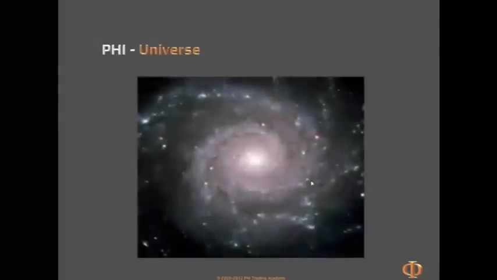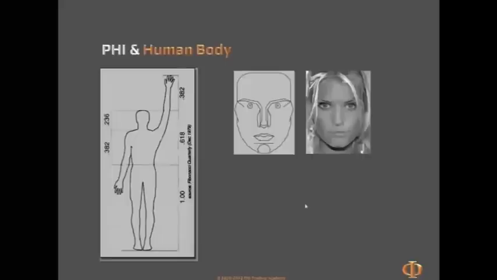This is a spiral galaxy. Well, I didn't measure it, but from what they say, it's a golden spiral. Now they say that the people who we consider beautiful have the ratios of the Fibonacci numbers in their faces or in the way their body is built.